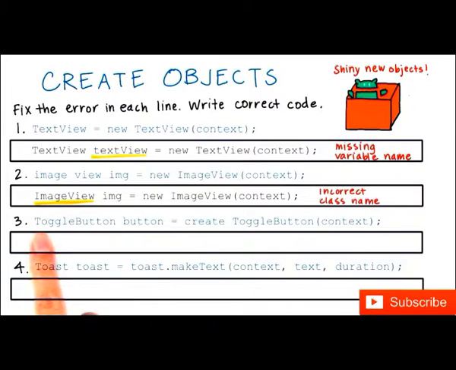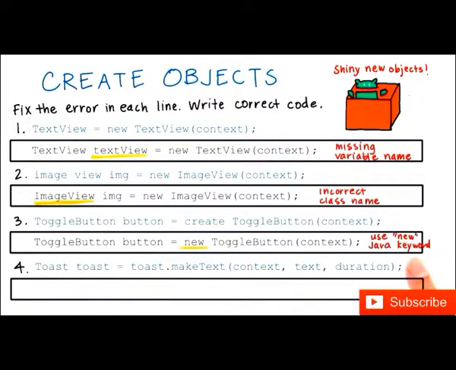In the third statement, we're trying to create a new toggle button. It says toggle button equals create toggle button. We're calling the toggle button class here, so we need to use the Java keyword new, not create. And this is the correct code. It says toggle button equals new toggle button. The problem here was not using the Java keyword new. New is the keyword that indicates that we're trying to create a new object.